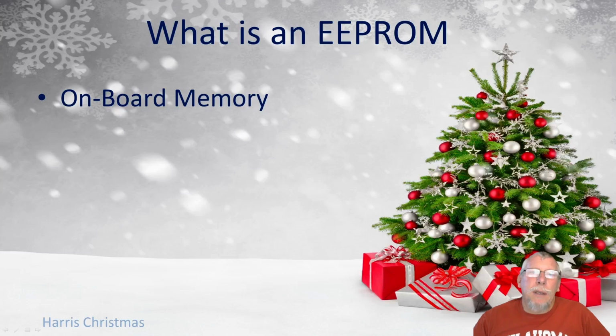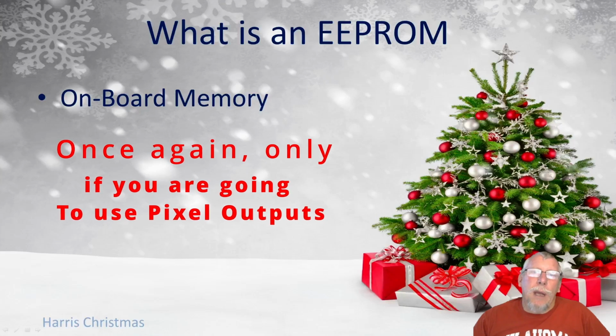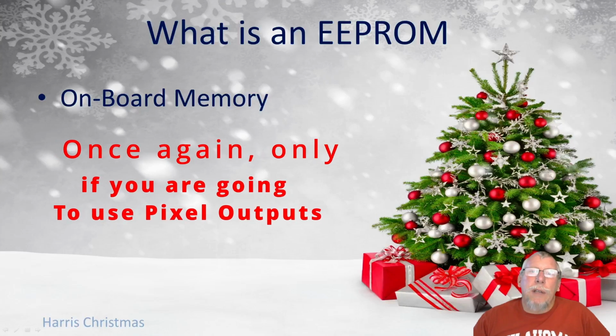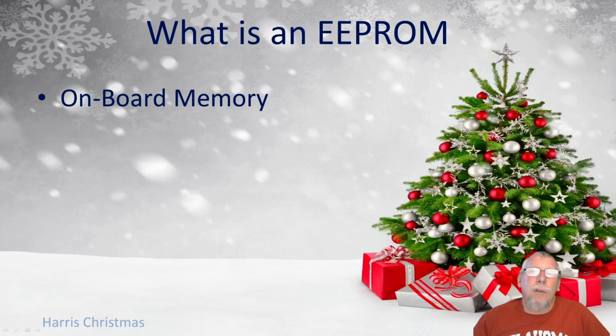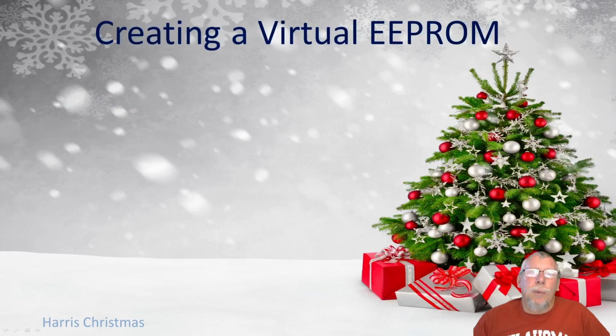Well, with FPP 6, you're going to have the EEPROM. The problem with that is that not all boards have EEPROMs, like the Pi. If you want to just connect directly to the GPIO pins, then you can connect up to 24 strings directly that way, but the Pi does not have an EEPROM. But all you have to do is create a virtual EEPROM. And creating a virtual EEPROM is very easy. So we're going to go through how to create a virtual EEPROM.